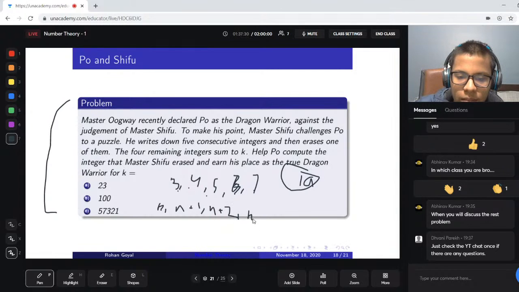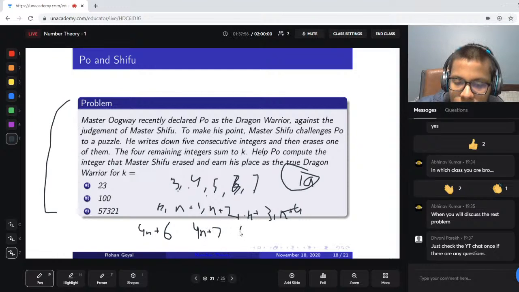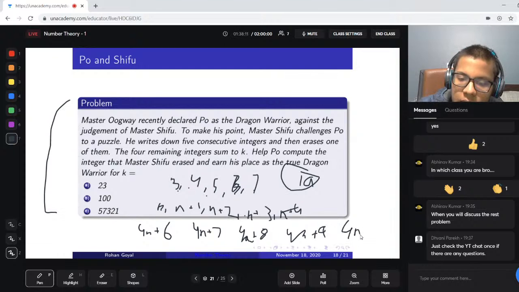See, assume that the numbers are n, n plus 1, n plus 2, n plus 3, and n plus 4. Now, if I remove any of these, the sum of the remaining will be 4n plus 6 if I remove n plus 4. If I remove n plus 3, then it would be 4n plus 7. If I remove n plus 2, it would be 4n plus 8. If I remove n plus 1, the sum will be 4n plus 9. And if I remove n, then it would be 4n plus 10.